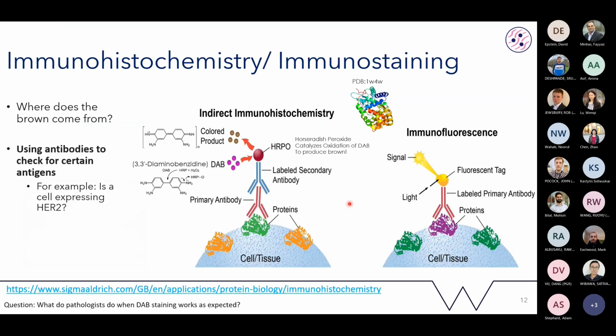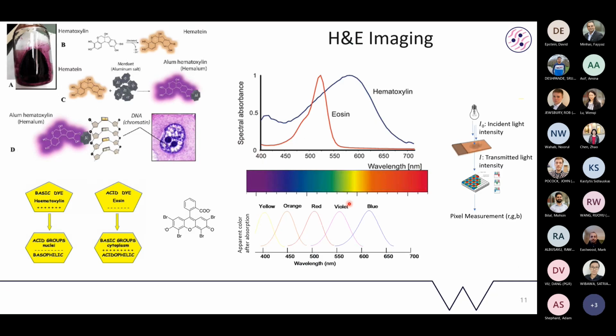Then we can also do immunohistochemistry. So this can tell us where the DNA is. If you have more DNA, the thing is going to appear brighter, right, or more purplish or something.